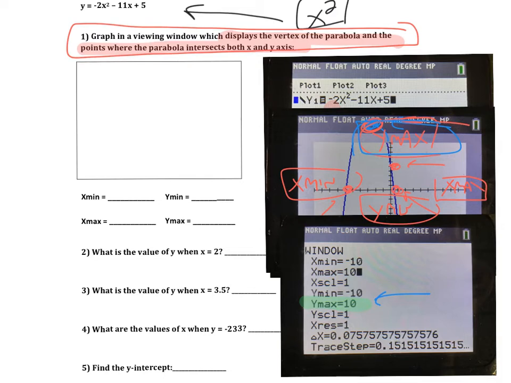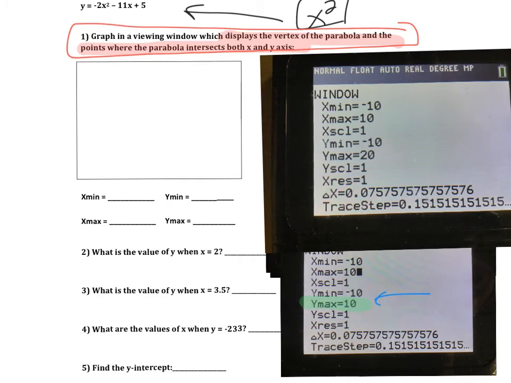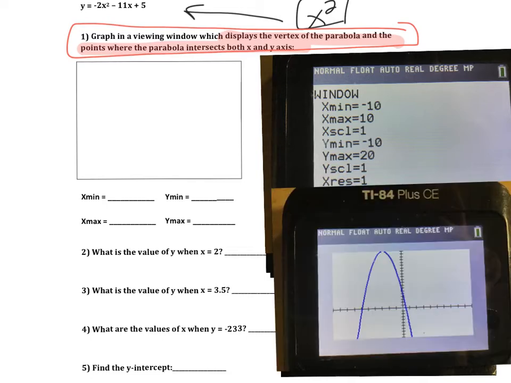So let's change the y max to 20. Press then the graph button and see if that fixed the problem. It's very, very close, but the vertex is still slightly off the screen. So we have to go back and change the y max to a number that's bigger than 20.